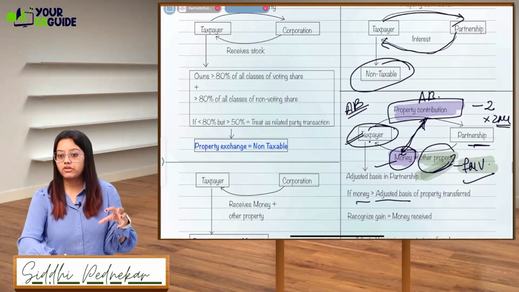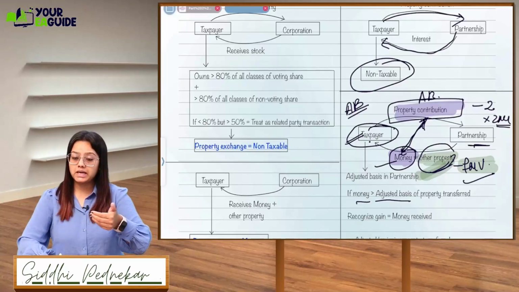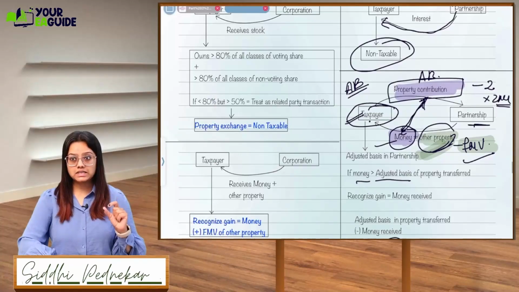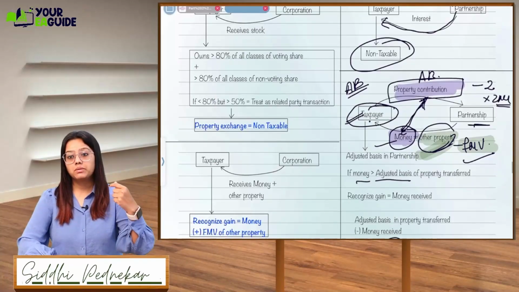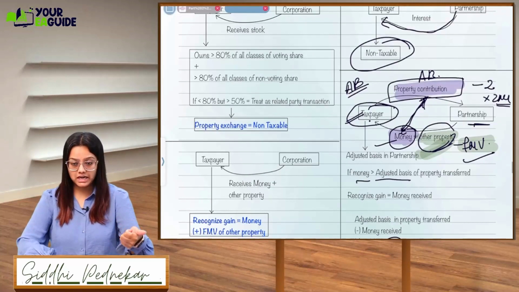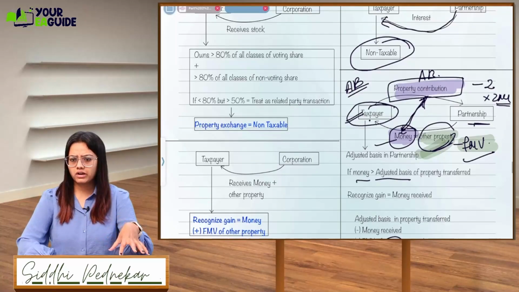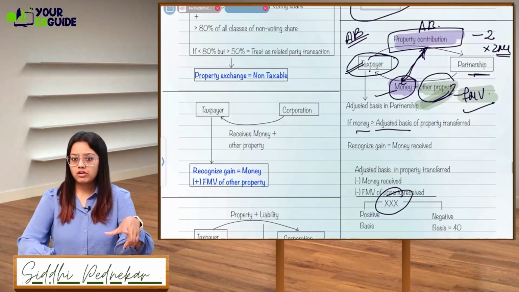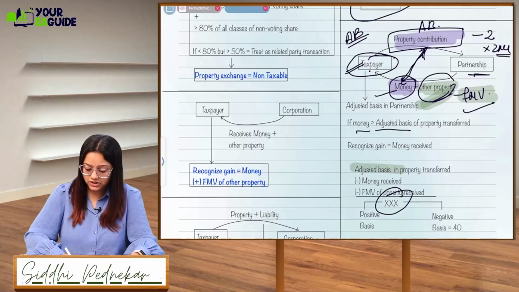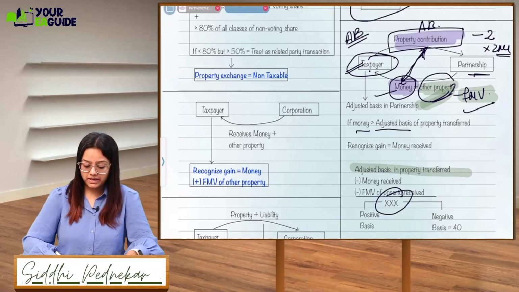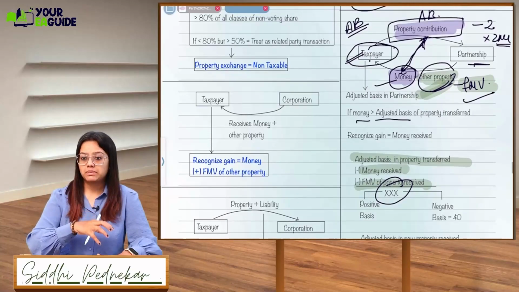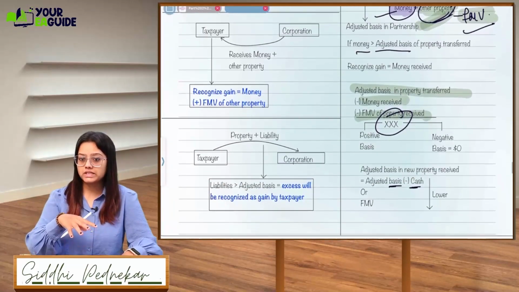When a partner is contributing a property and receiving money plus other property, in step 1, check whether the money received is more than the property contributed. If yes, if the money is more, then you have to recognize gain. If no, then no need to recognize gain, right? But the basis of a partner in a partnership firm will depend on adjusted basis minus money received minus FMV. If it is positive, take it as it is as your basis. If it's negative, the basis will always be 0.